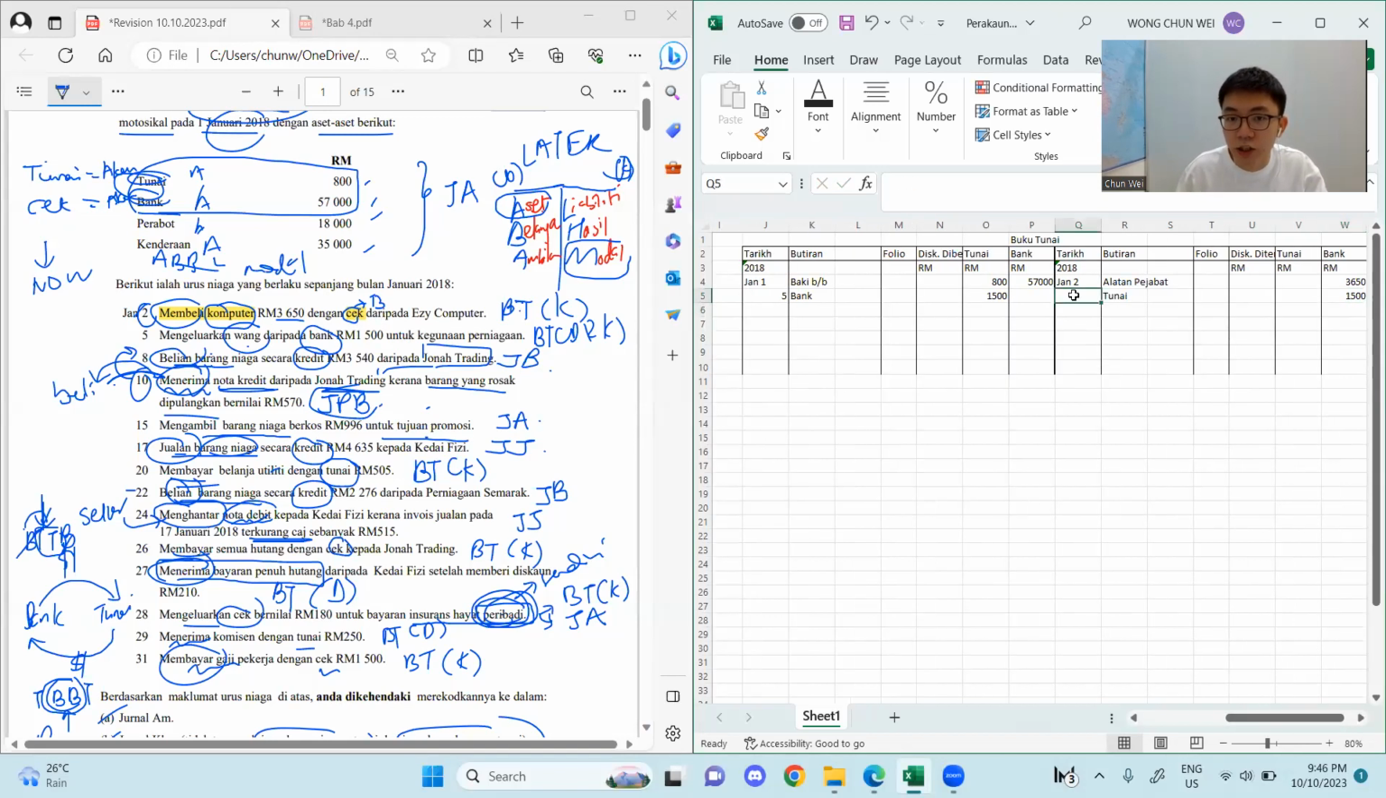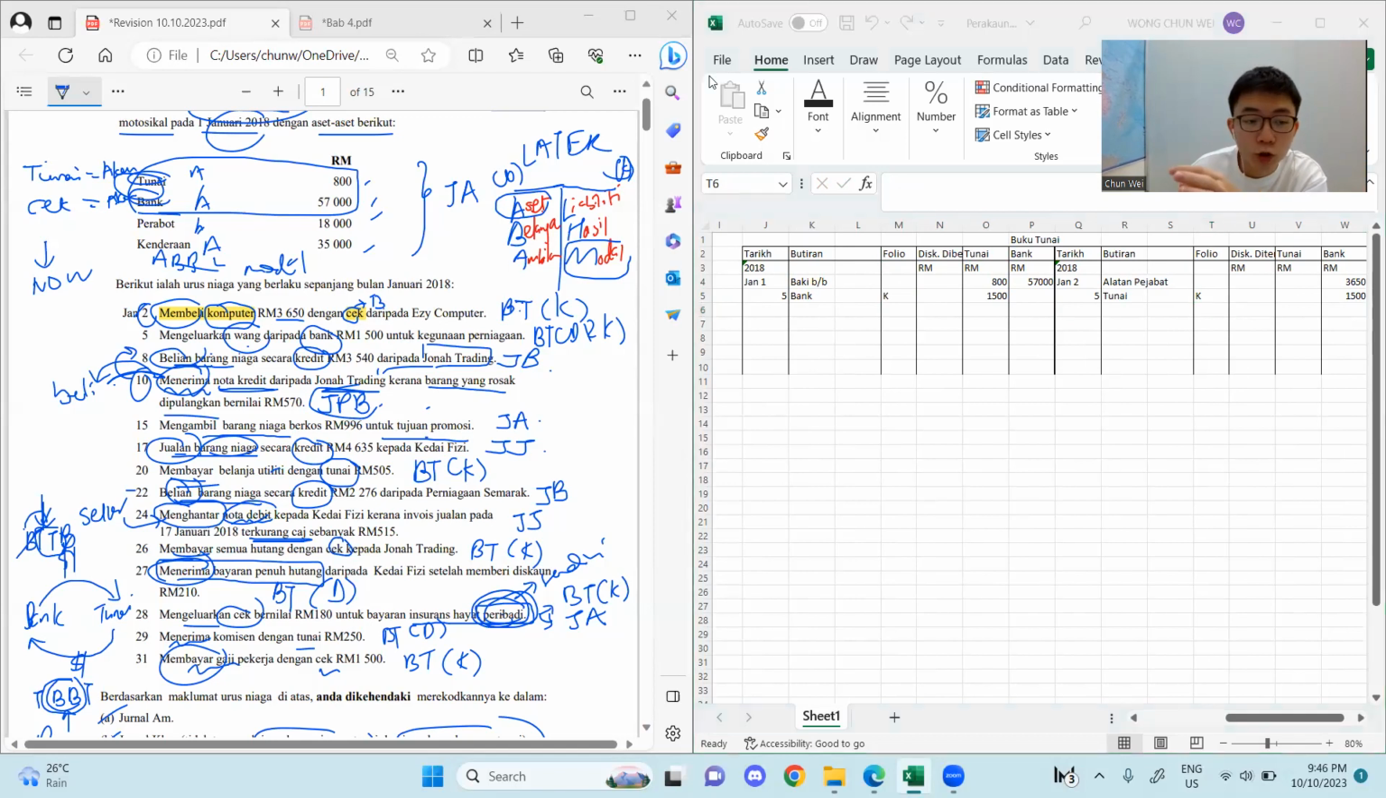So this is actually a contra. Under the folio here, you can put a K. K stands for contra. Maksudnya, your money is not going out. You just go to withdraw money. So your money is still inside the business. Do you get what I mean? If yes, please give me a 5 in the chat box. So this is an example of contra.